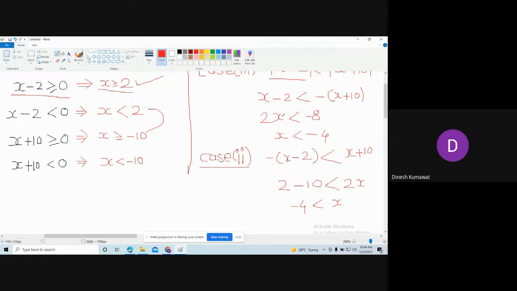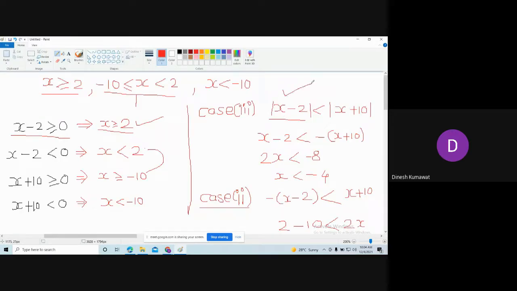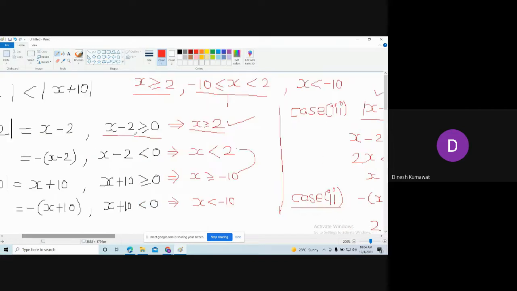When I say this modulus is positive, which definition do we need to consider from this, the first one or the second one?